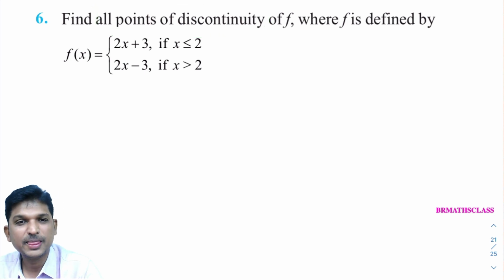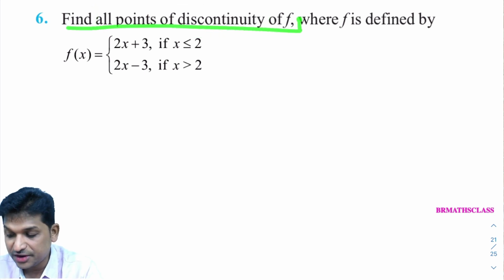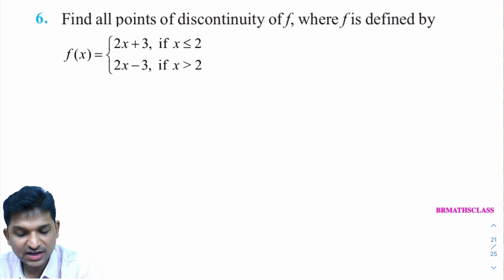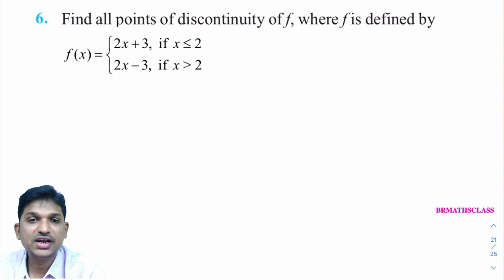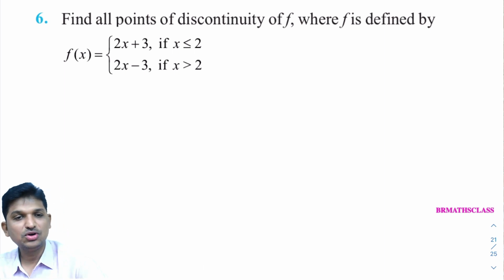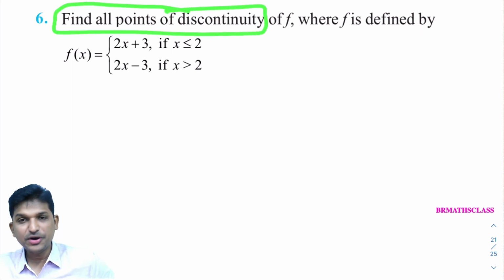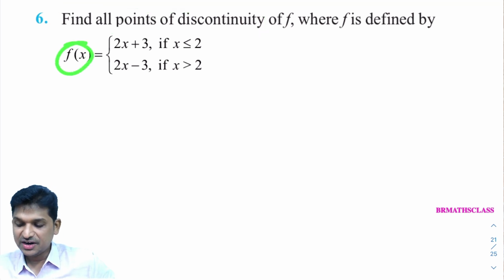This is a lengthy problem. In all the problems I did till now, it was continuity at x equal to 1, continuity at x equal to 5, continuity at x equal to minus 3, like that. But in this, they are asking to find all points of discontinuity. That means wherever this function is defined, at every point I need to check. You see here where this function is defined.